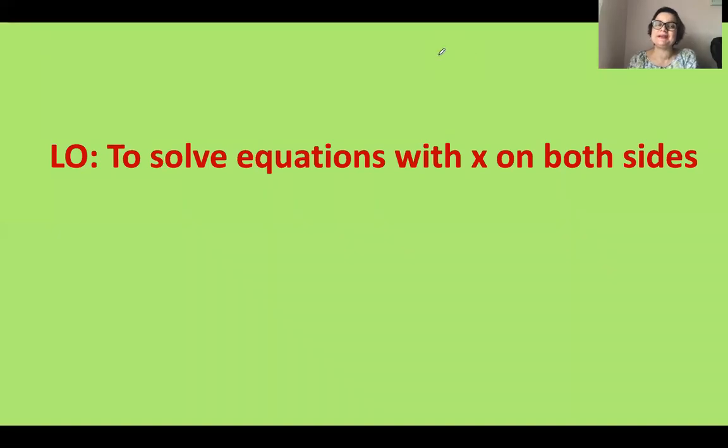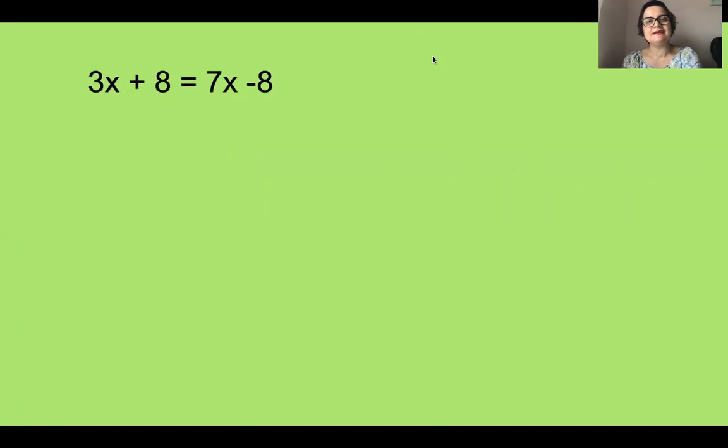Hello everyone. Today we are going to learn how to solve equations with x on both sides. This is the example: 3x plus 8 equals 7x minus 8.